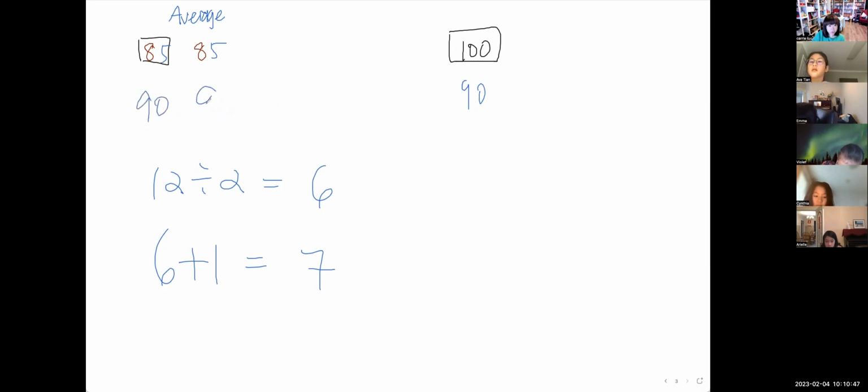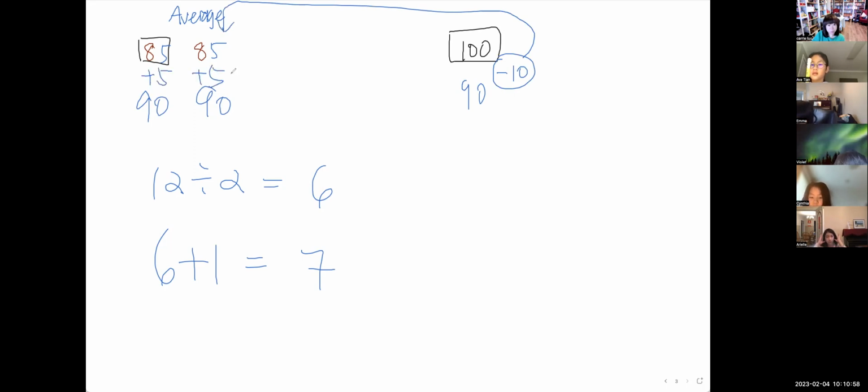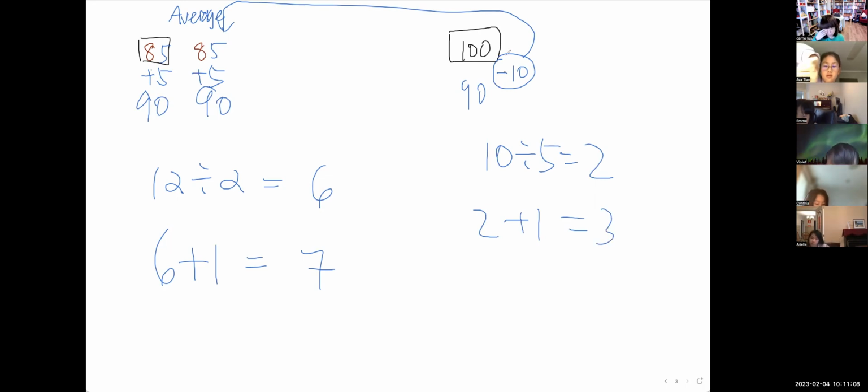So you're going to find out, because 100 minus 90 is 10. So 10 points has been equally shared with the others, and each of them needed 5 points more. So we just finished it. 10 divided by 5 equals 2, and 2 plus 1 equals 3. So altogether, there are 3 tests. Okay, so that is how we do it.